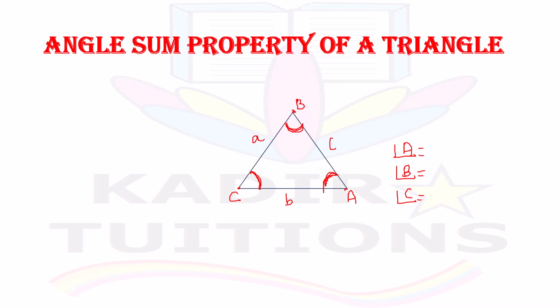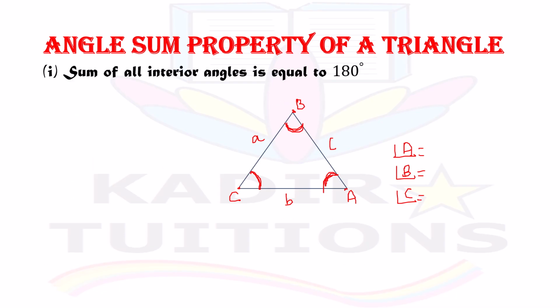So the first property we are going to see is the angle sum property of a triangle, which is a very important property. What is angle sum property? Sum of all interior angles is equal to 180 degrees. What is the meaning of interior angle? The angle formed inside any shape is called interior angle. The angle formed outside the shape is nothing but the exterior angle. So what all the angles are getting formed inside the triangle? It is nothing but angle A, angle B and angle C.